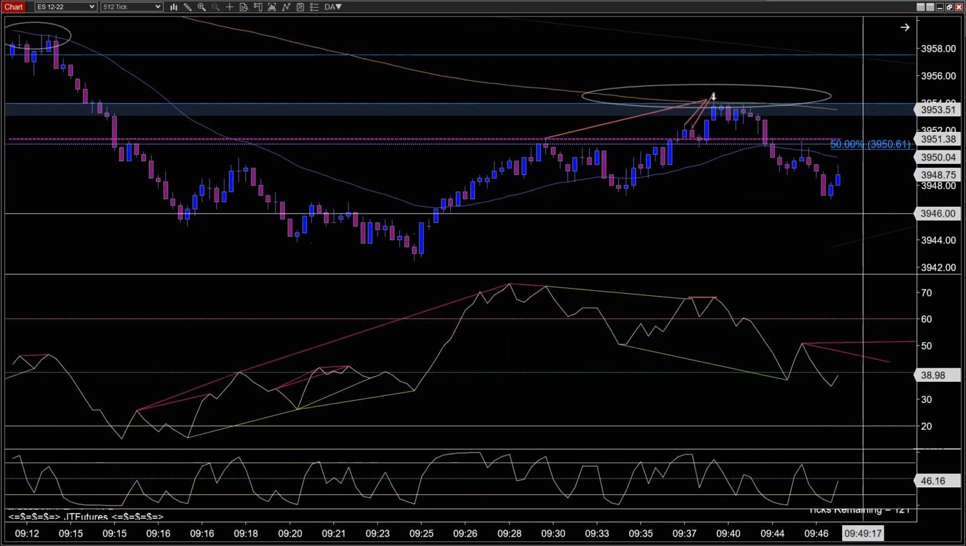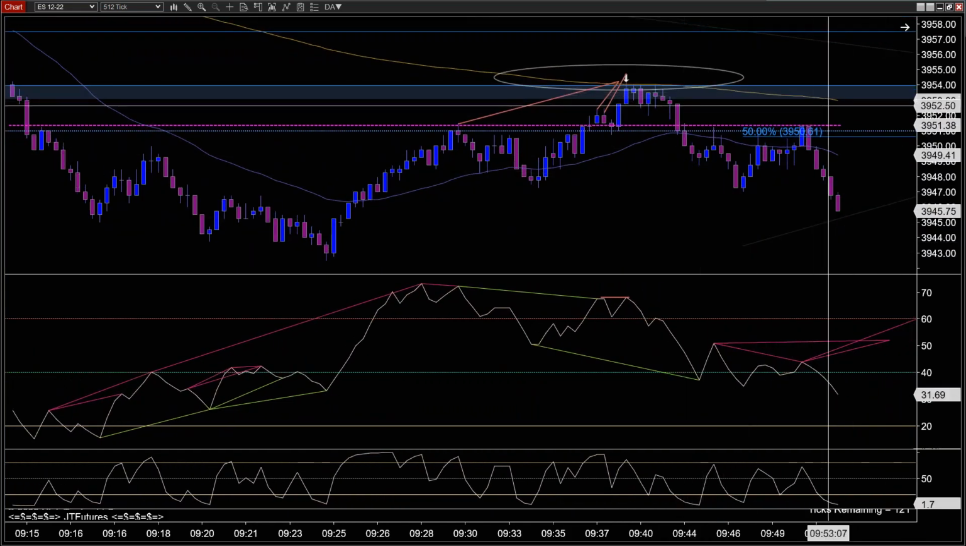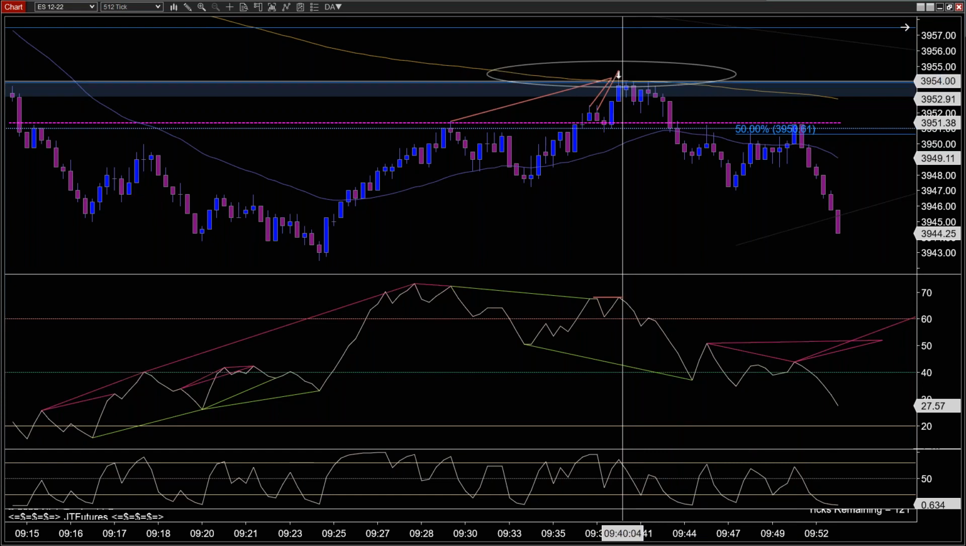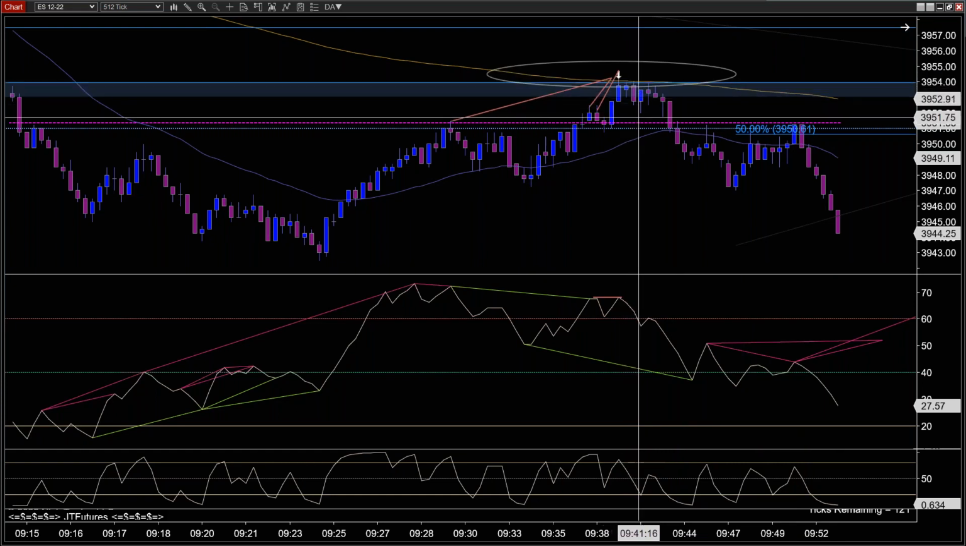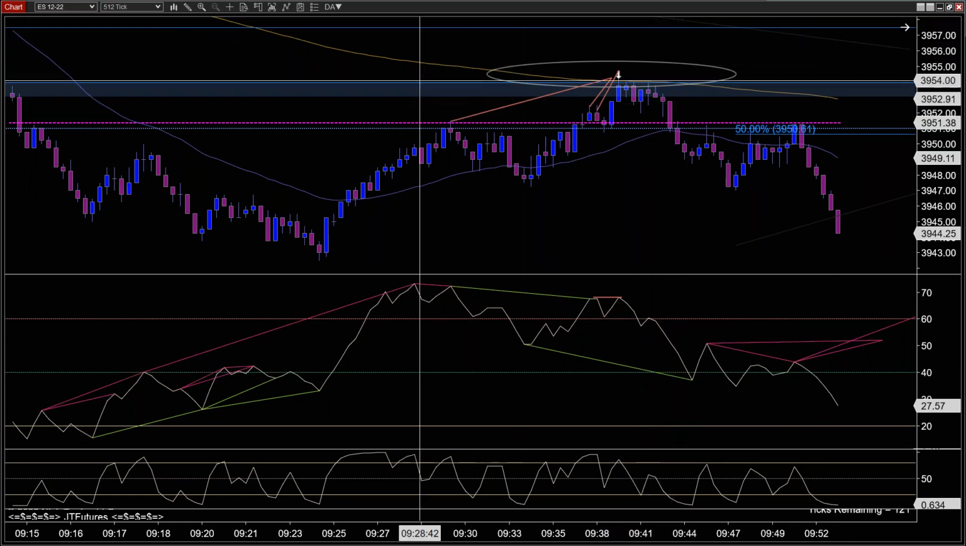And from there, we do get a pullback. Now, sometimes they don't work. Sometimes you get like a 2-point pullback, like right there, from 54 to 52. Next thing you know, it's bouncing and continuing to move higher.